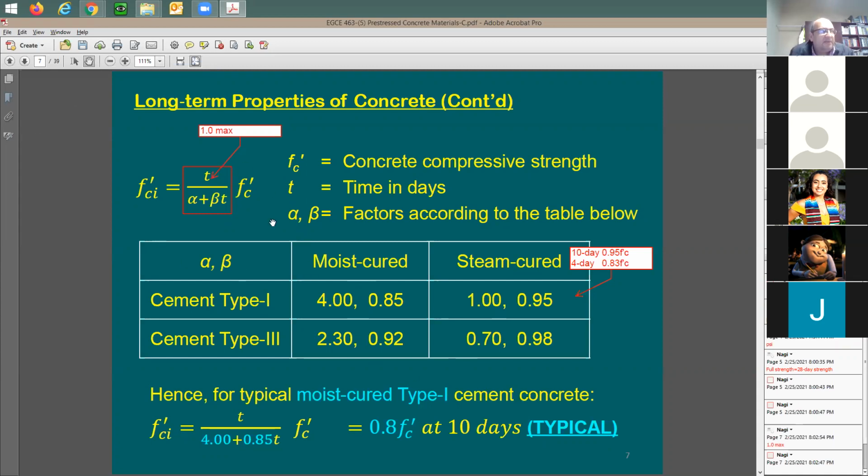You have some tools here. This equation is a very good equation, and you can use it for any of the cement types and for the steam cure versus moist cure. Any questions on the equation?